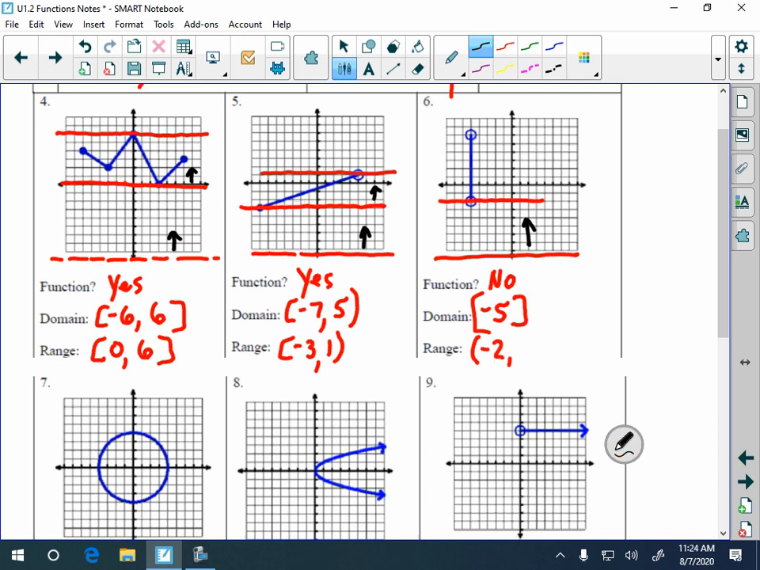Now we're going to continue to slide that horizontal line up until we reach a maximum height, which is right there. And so that y value is 1, 2, 3, 4, 5, 6, positive 6. And it's going to have a parentheses, again, because of the open circle.